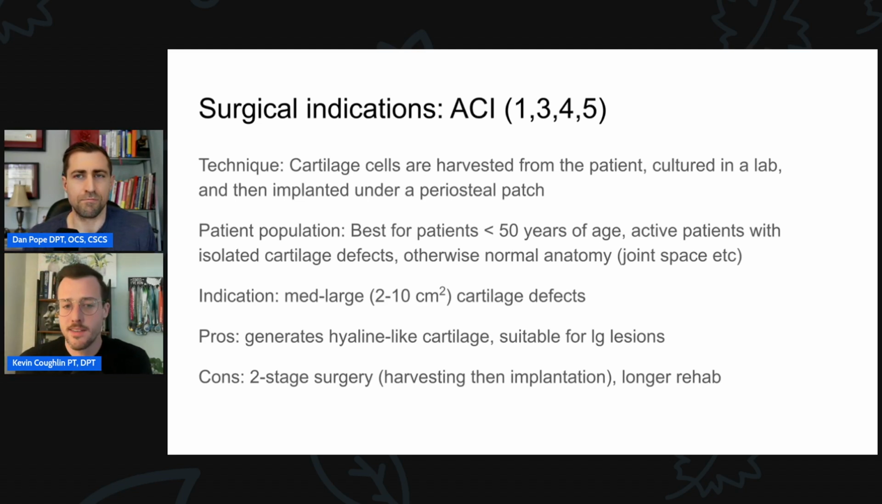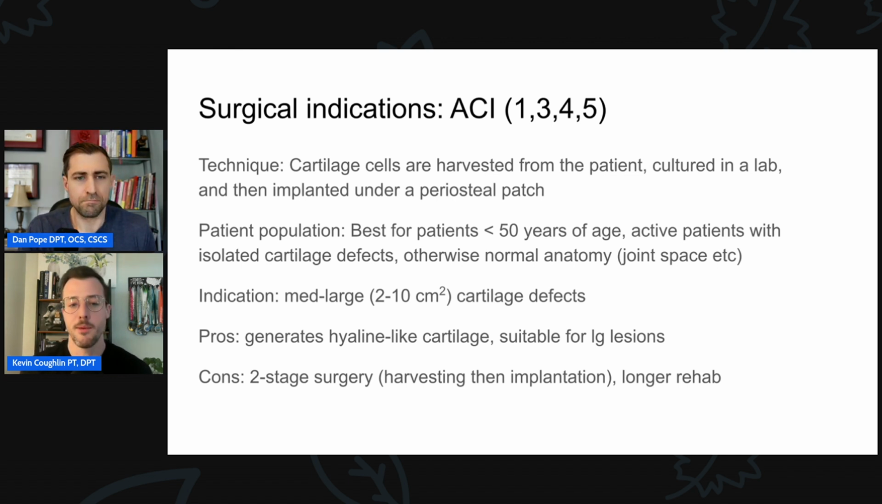So, the technique here is cartilage cells are harvested from the patient. They're cultured in a lab, and then they're implanted under a periosteal patch back into the knee. This is best for patients younger than 50 years old, active patients with an isolated cartilage defect, and they have otherwise normal anatomy, normal joint space, that type of thing. They're indicated for more of a medium to large defect, kind of like we were just saying. So what they considered here was somewhere between 2 centimeters squared and 10 centimeters squared, which is a huge cartilage defect.